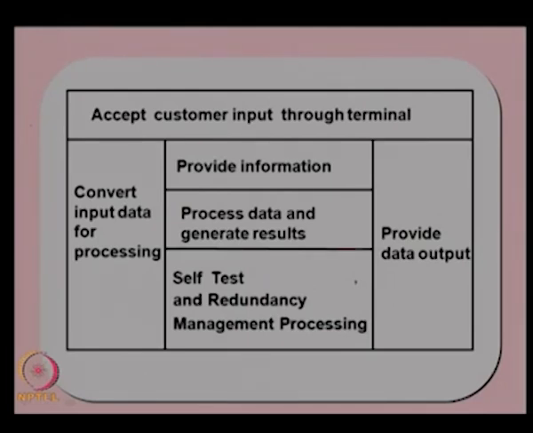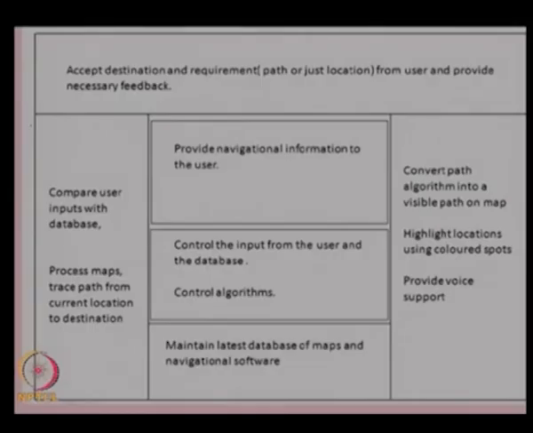Apart from this, there will be self test and redundancy management processing, in order to ensure that the system is in healthy condition and can provide all the information needed by the customer. That is the first level decomposition. And then we go for another function.